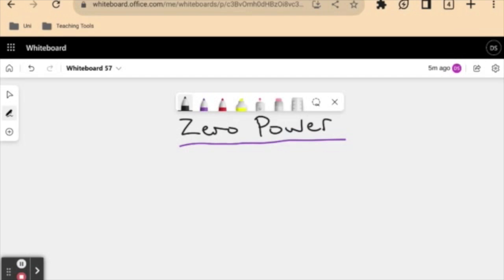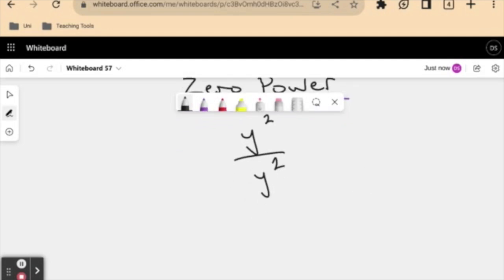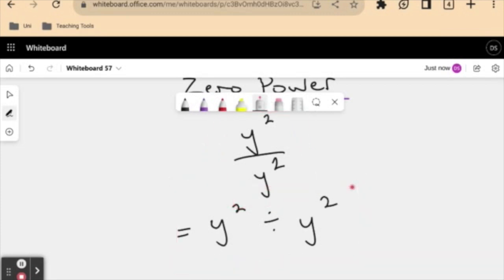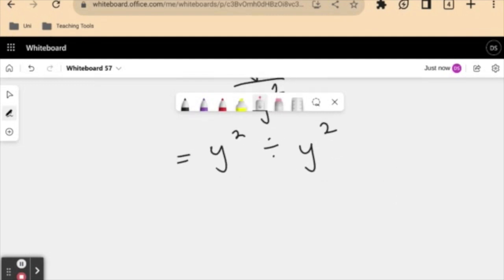So let's say I gave you this expression. I gave you y squared divided by y squared. Now, this can also be written out as we have previously with our indices. So we can write this as y squared divided by y squared. Hopefully this should be familiar to everyone by now. These two things are equivalent. They're equivalent statements.